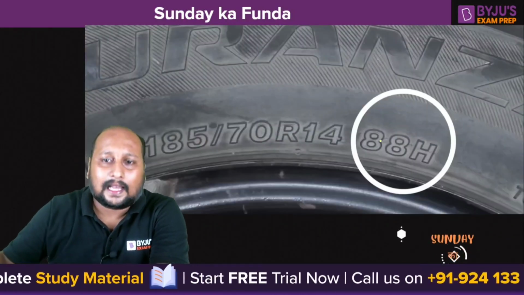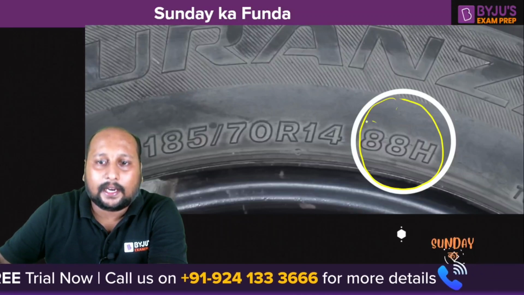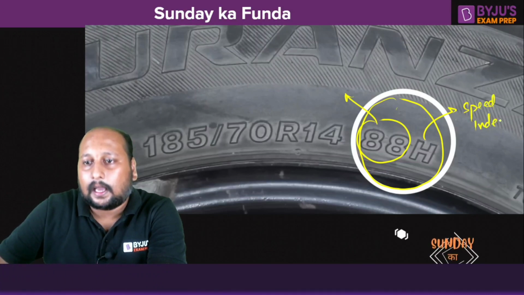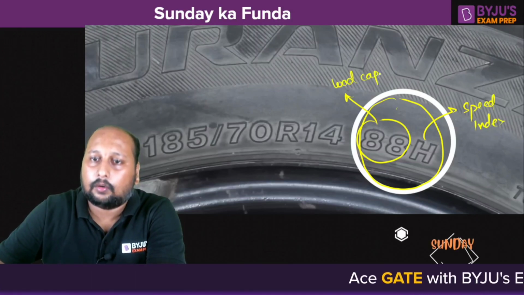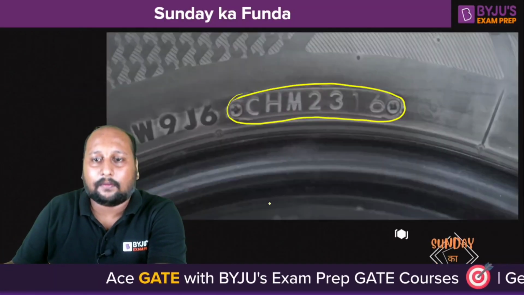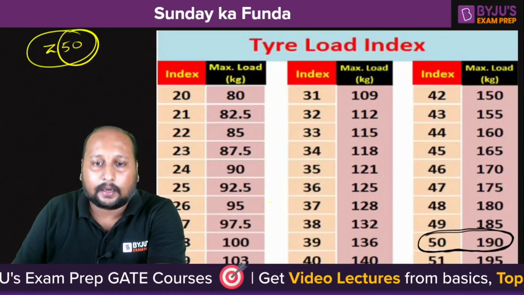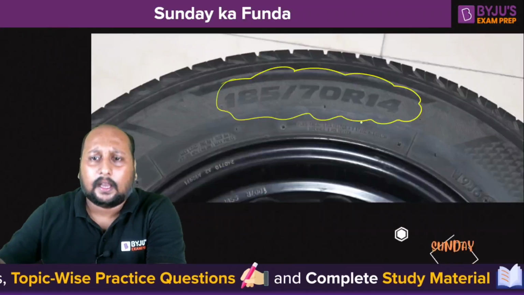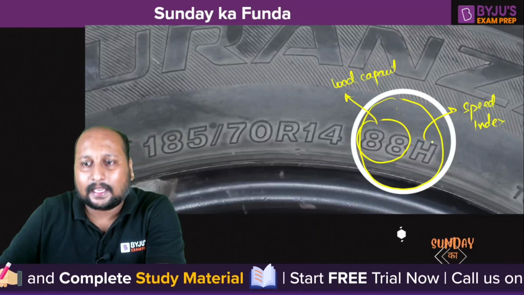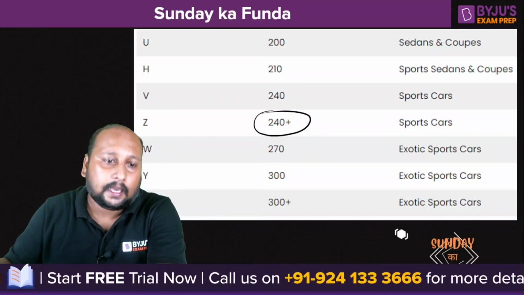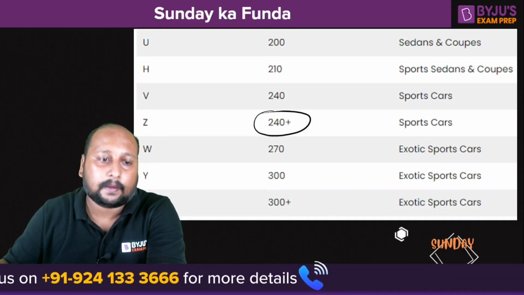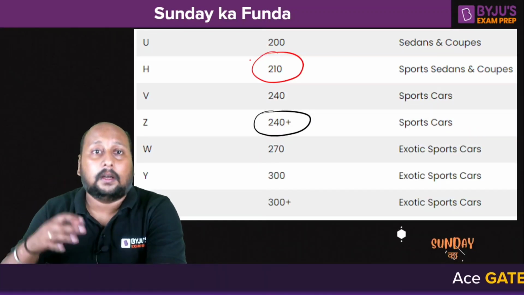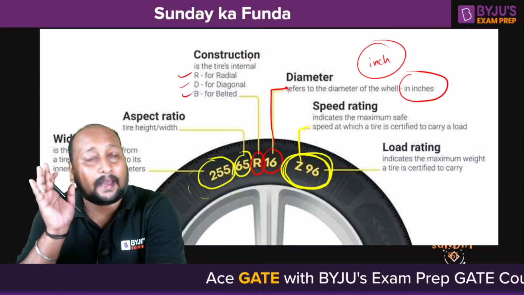Okay, fine. The last one, 88H, is the same thing I'm talking about. 88 represents the load bearing capacity, and H represents the speed index. Let us see the table that we have. 88 will be near about 300 plus kgs. And the last letter, H, resembles the speed index. You can clearly see H means the maximum speed limit is 210 km per hour. So that tire is designed for a top speed of 210 km per hour, the maximum safe speed that we are talking about.